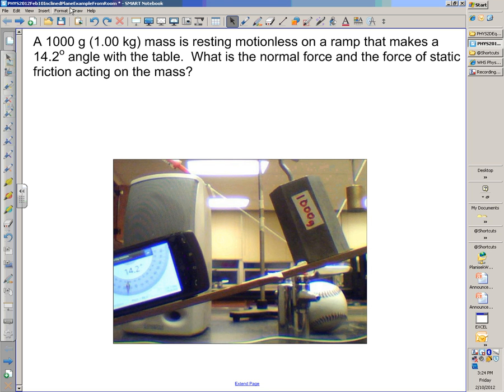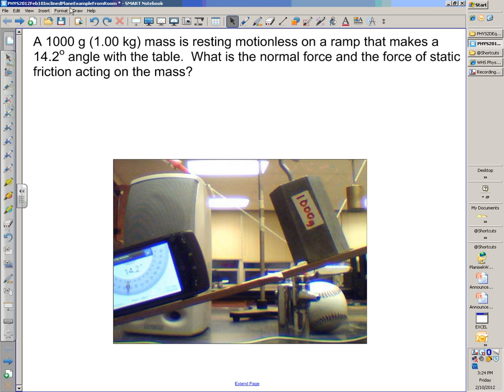So here's an example problem that is a real life example taken from the desk over on the side where I have the computer, that messy lab table. But anyway, it says a 1,000 gram or 1 kilogram mass is resting motionless on a ramp that makes a 14.2 degree angle with the table. What is the normal force and the force of static friction acting on the mass?